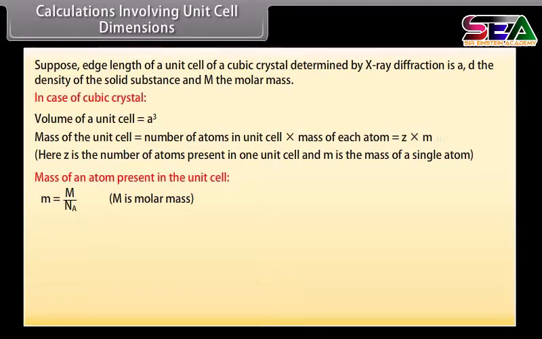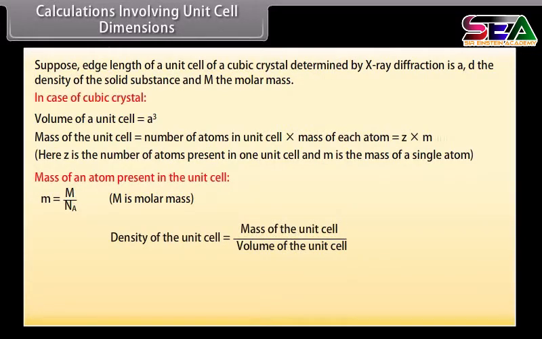M is the molar mass. The density of the unit cell is equal to the mass of the unit cell upon the volume of the unit cell. Therefore, it is equal to Z times m upon a cube, which is equal to Z times M upon a cube Nₐ, or d is equal to Z M upon a cube Nₐ.